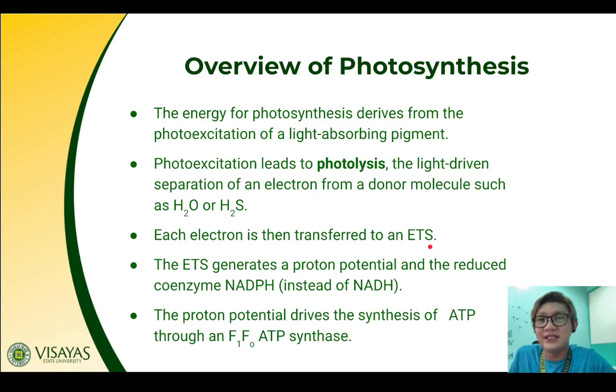So photosynthesis is actually a way for some of the microorganisms to generate energy, to generate ATP, because they also have their own electron transport system. So the ETS generates a proton potential and the reduced coenzyme NADPH instead of NADH, as we've seen in microbial respiration. So instead of NADH, they produce NADPH for photosynthesis. The proton potential drives the synthesis of ATP through the F1FO ATP synthase.